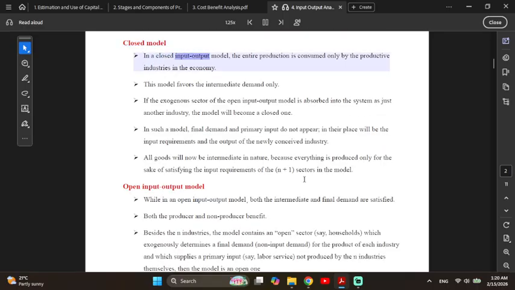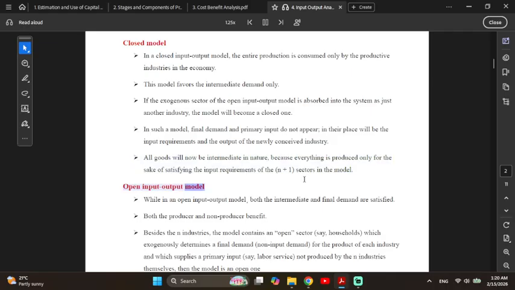Closed model. In a closed input-output model, the entire production is consumed only by the productive industries in the economy. This model favors the intermediate demand only. If the exogenous sector of the open input-output model is absorbed into the system as just another industry, the model will become a closed one. In such a model, final demand and primary input do not appear. In their place will be the input requirements and the output of the newly conceived industry. All goods will now be intermediate in nature, because everything is produced only for the sake of satisfying the input requirements of the N+1 sectors in the model.